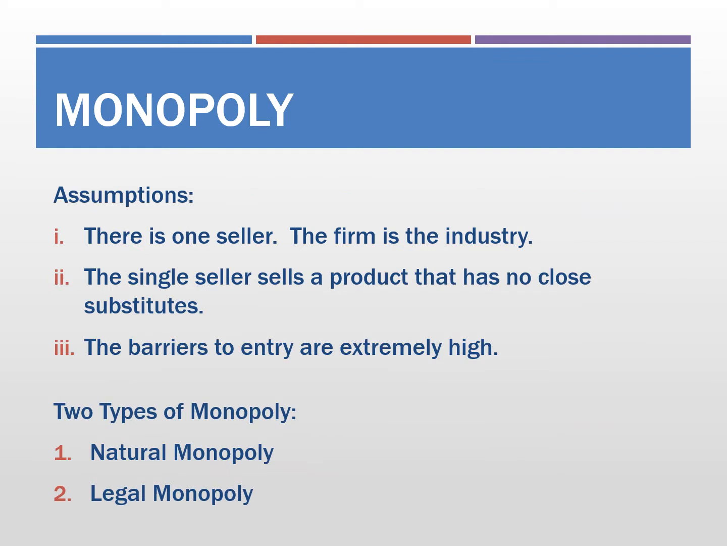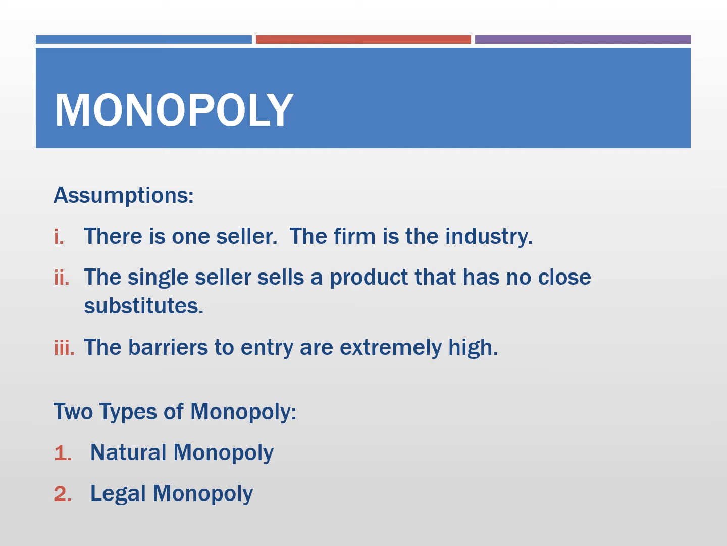But there are some assumptions for monopoly markets which are very different to the perfect competition markets that we described last time. Assumption number one, there is only one seller and one producer in this market. So this one firm basically represents the whole industry.